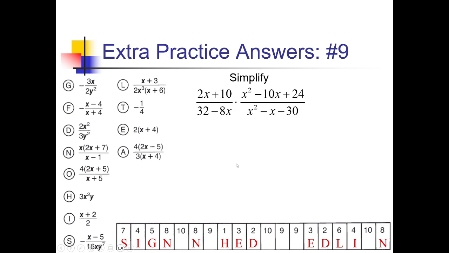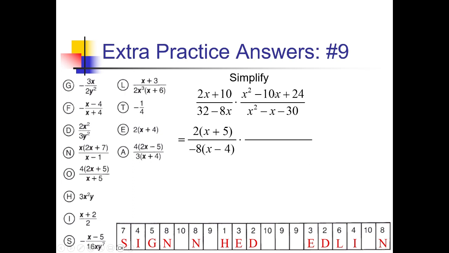Here's number 9. This one's a little bit intense. It turns out that every single piece of each fraction can be factored in some way. Let's start in the upper left and work our way over. So we've got a 2 that I can take out of the 2x plus 10. That leaves me with an x plus 5. And then I'll just do the denominator while I'm at it. So I can take out an 8 from both of these, but I'm going to do a little better than that. I'm going to take out a negative 8. That lets me get the x first on the stuff inside here. So that leaves me with a positive x minus 4.